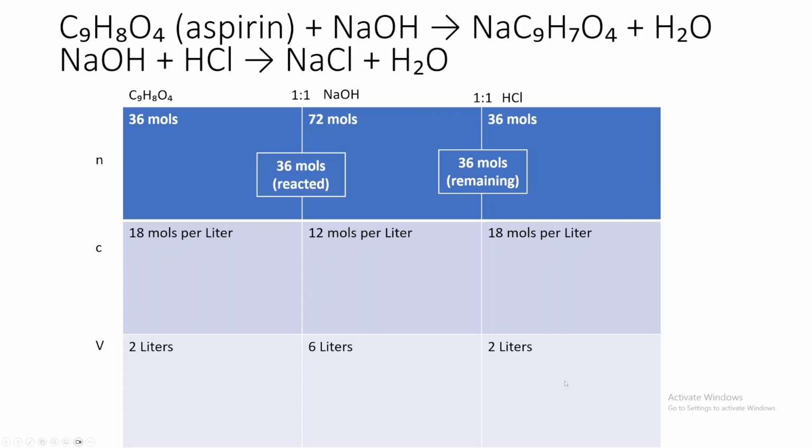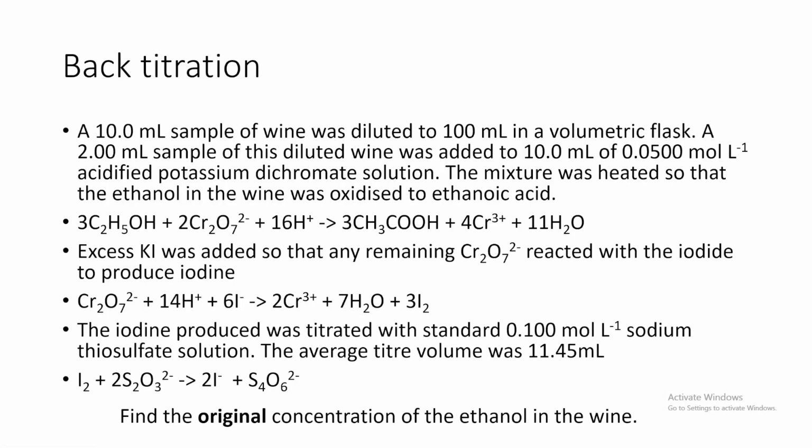We now do a titration with hydrochloric acid and figure out the moles here. Go around, you can find the moles per liter over here. And when using ratios, because right now it's 1:1, if it were something different, this is where you would use the converting. Here's a more complicated question for back titration.